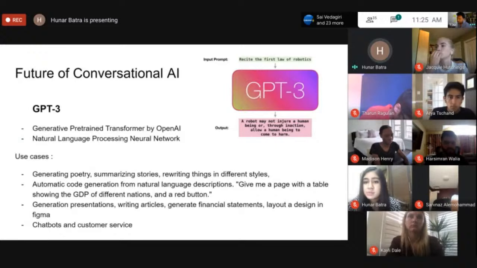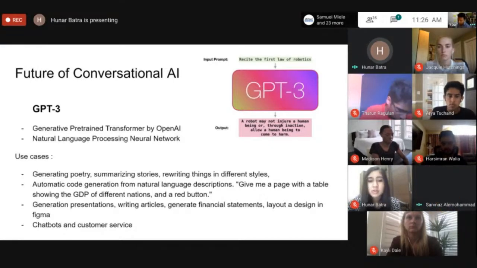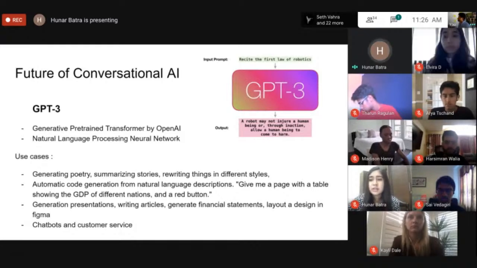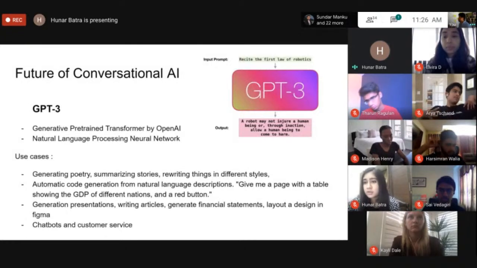GPT-3 is being used for generating poetry, summarizing stories, rewriting things in different styles, for chatbots, customer service, and even for automatic code generation from simple natural language descriptions, generating presentations, writing articles, generating financial statements, and creating layouts on Figma.